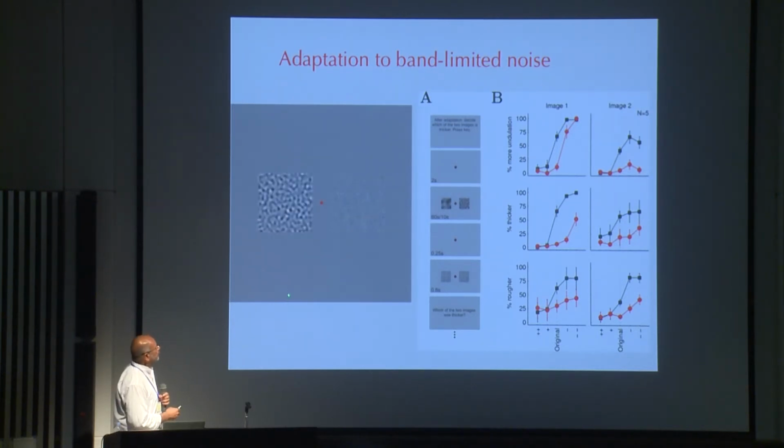So what we did was adapt to band-filtered noise in the bands that we were interested in, and this is the notch-filtered version of it, so all the frequencies except what's in here. And so this is the adaptation paradigm. It's a standard adaptation paradigm. And here are the results, and I won't go too far.